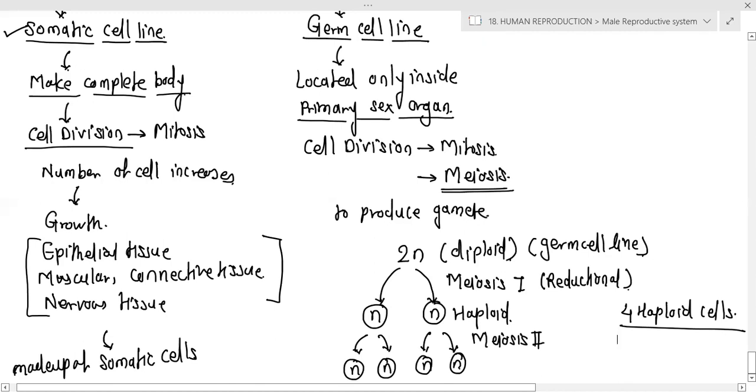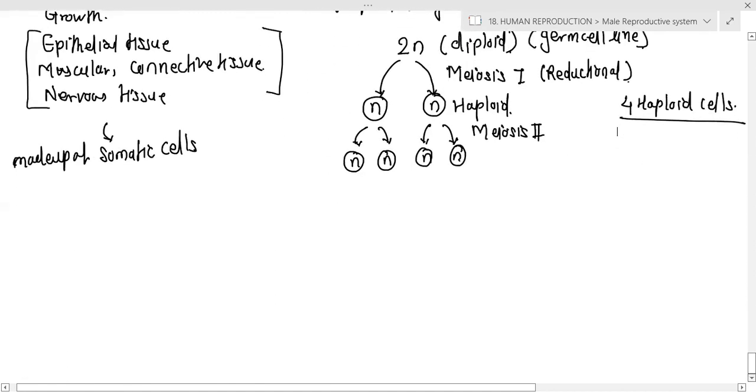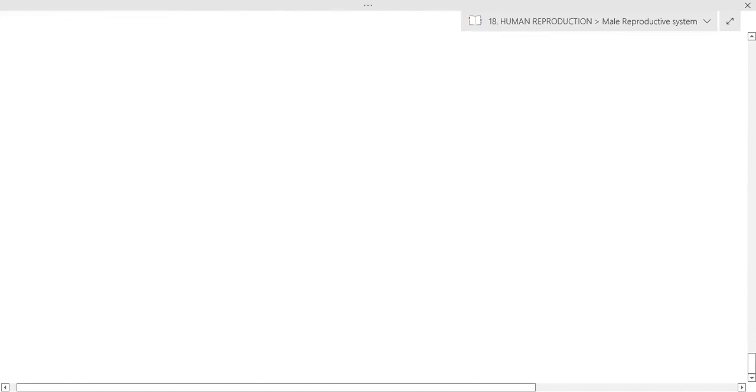Try to understand why this separation happened. During evolution, all these processes occur, correct? So why this separation happened, that you need to understand. Okay. We are moving a little away from our sperm production, but these things you have to understand. Then only it will be easy for you to understand the further stuff. Now why all this stuff, try to understand.